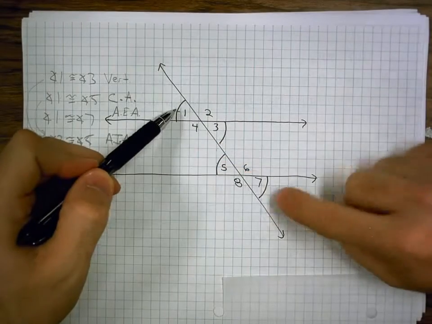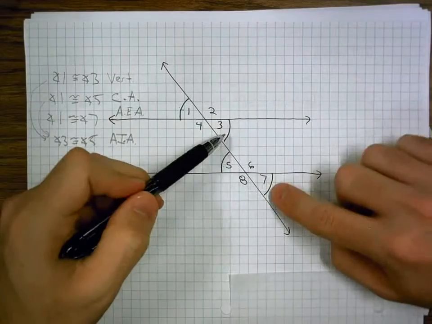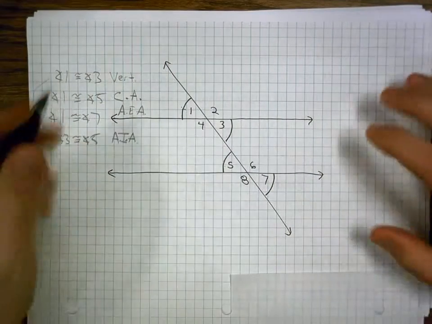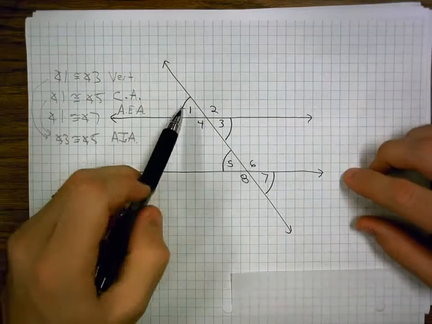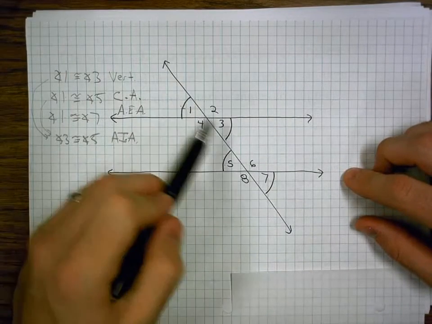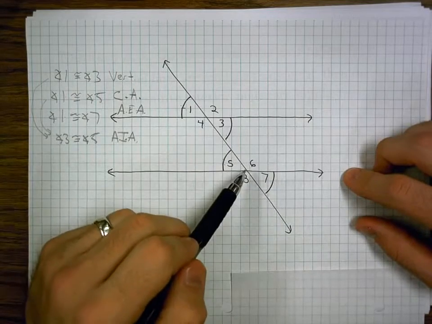Vertical, corresponding, alternate exterior, vertical, alternate interior, corresponding. But each one will match up. Those would all be the same values. To take it a step further, let's say this was 60 degrees. I knew that all of these others would also be 60 degrees.